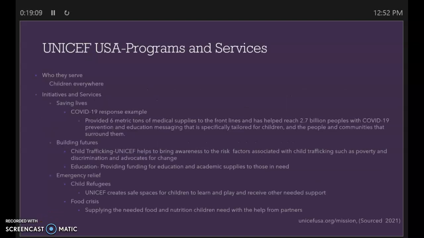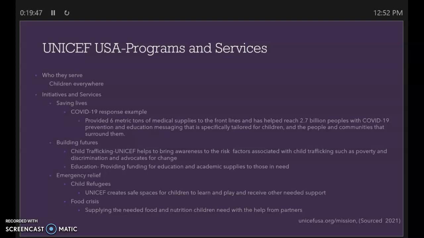So who is UNICEF? Who do they serve, really? UNICEF serves children everywhere. That's what they're saying. And that is a large group facing so many factors that lend to how well they can thrive, right? So after researching a bit, I found UNICEF has an expansive list of programs and services focused around specific initiatives such as saving lives, building futures, and emergency relief. And underneath those initiatives, I found some examples that I can share with you that fall into those categories.